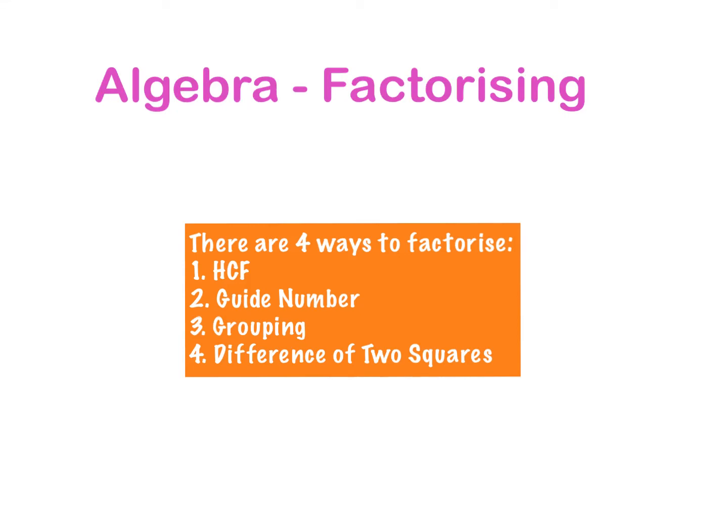We know that there are 4 different ways that we factorise. We either use highest common factor, guide number method, grouping, or difference of two squares. I'm going to go through an example of each one and how to recognise which one we're going to use. You will see the word factorise in your exam, so you need to know that straight away I'm either doing 1, 2, 3 or 4 to solve it.